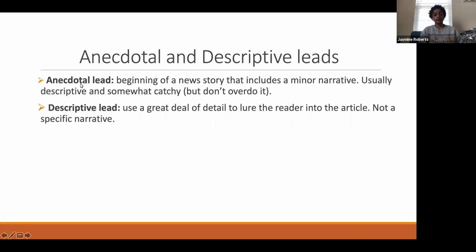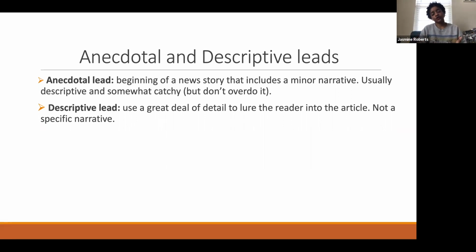So also in the textbook, I talked about the two, well, there are more than 2 types of feature leads, just to be quite frank with you. But these 2 that I mentioned in the textbook are probably the most commonly used types of feature leads. And those are anecdotal versus descriptive leads. Now, anecdotal leads are what they kind of sound like. This is when you begin your feature with some type of minor narrative or a story, a passage of some sort that helps to connect the reader to the larger story at play.